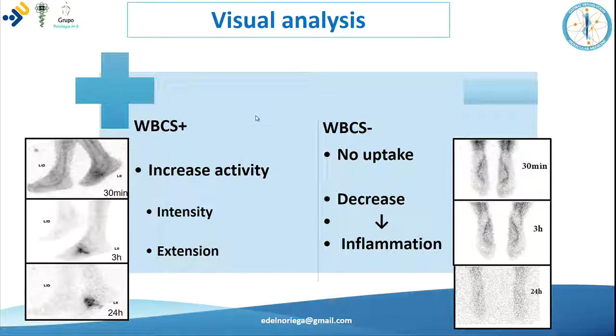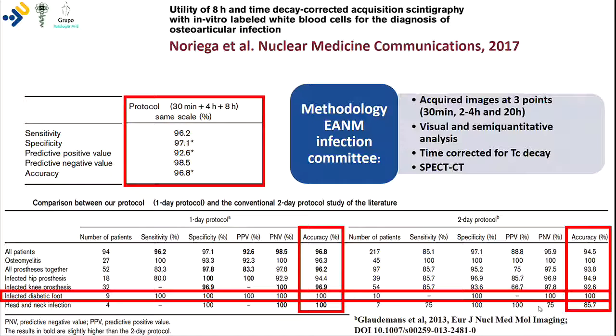We consider a positive study if we have an increasing activity in intensity or extension, as we can see in this image, where we can see in the midfoot an increasing uptake. By contrast, we consider a negative study where there is no uptake or a decreasing uptake, which is considered as inflammation without infection. In this case, there is no uptake of labeled leukocytes.